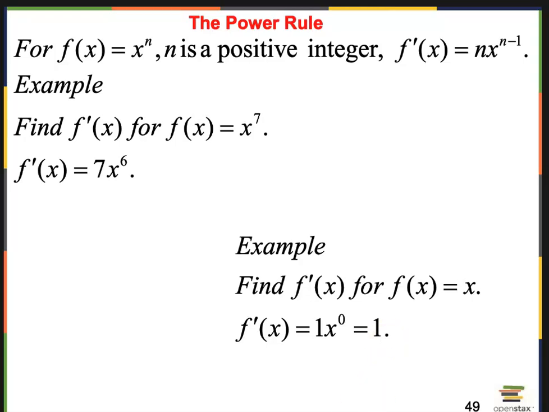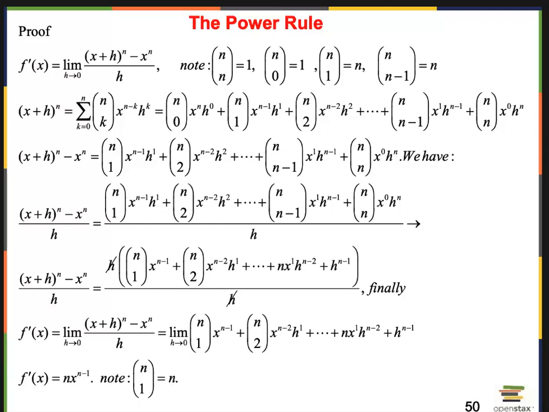And we're going to look at the proof. I'm not going to spend a lot of time on it, but I do want you to see that this was derived from the limit of the difference quotient. So if you want, you can pause here and look at this proof and see if you can follow along with it.